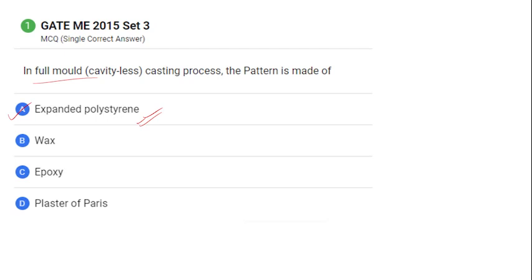Why was C not the option? Because it was also kind of expandable. You mean epoxy? Yes, ma'am. I think epoxy is not being used. Wait, let me check that. Yeah, epoxy is not a pattern material for full molding. The pattern materials for full molding are plastics, polystyrene, foam, PVC, and thermocol only. None of the other pattern materials apart from expanded polystyrene is mentioned in the options. So that is why only option A is correct.